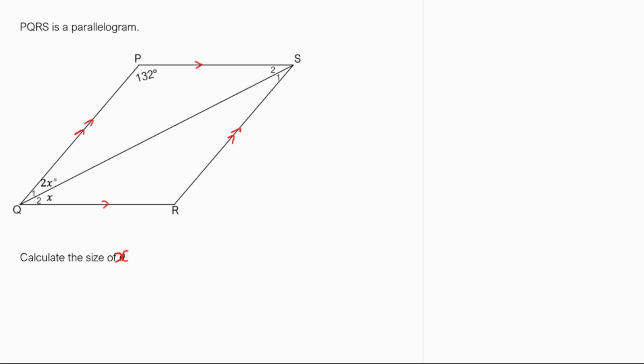So if we check angle PQR, this whole angle, and angle P are co-interior angles since PS is parallel to QR. So it means angle P and angle PQR must give us 180 degrees if we add them. So we're saying angle P plus angle PQR is equal to 180 degrees, co-interior angles, since we have PS parallel to QR.